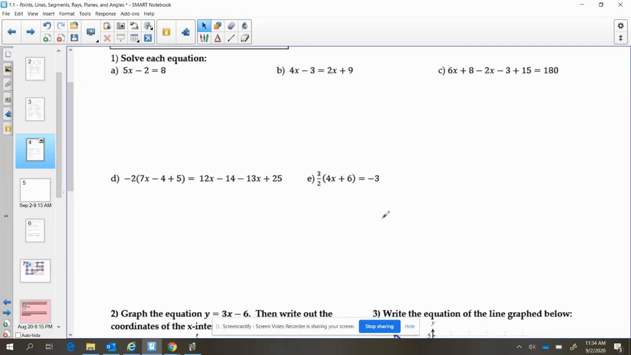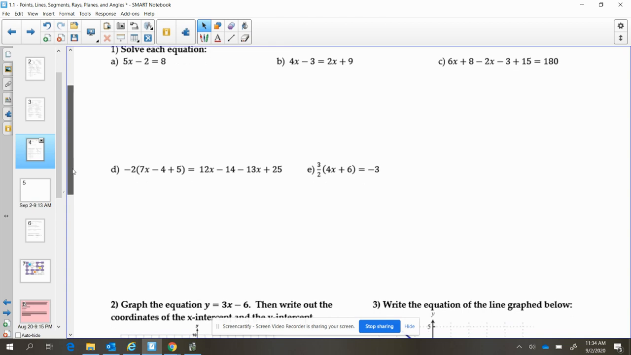Hi everyone. So if you were in the Zoom today, you should have already seen this lesson. But for those of you that weren't able to or want to review one more time, here is just a little bit of an overview about the getting ready practice that was posted, just to review a little bit of solving equations and equations of lines.